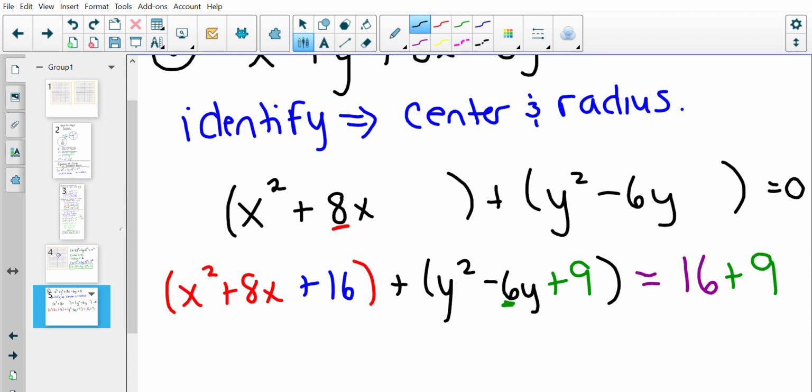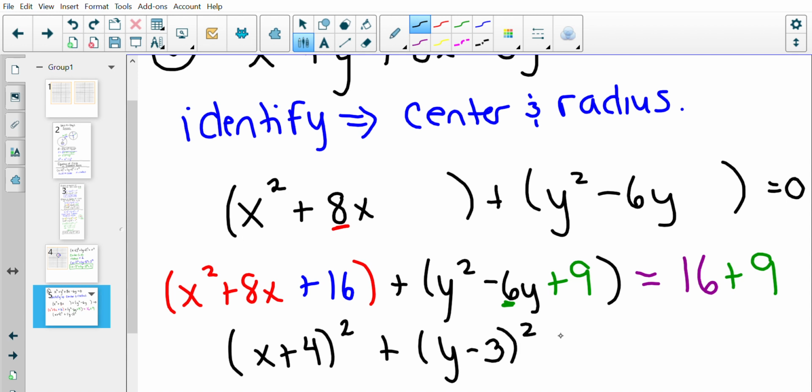Now, if we go to each of these parentheses, we are going to be able to factor them. X squared plus 8x plus 16, that's the same as saying x plus 4 raised to the second power. So the sum of x and 4 raised to the second power. Y squared minus 6y plus 9, if we factor that, we're going to get the difference of y and 3 raised to the second power, and that will equal 25.